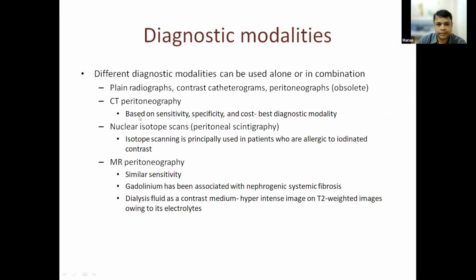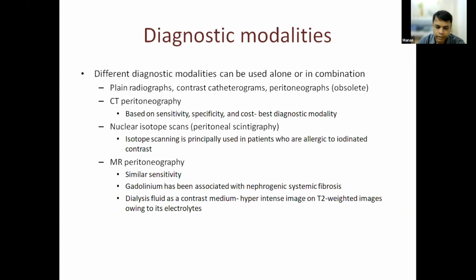Based on sensitivity, specificity, and all case series, and probably with cost, CT peritoneography is the best diagnostic modality because it can be done the next day when we suspect. Isotope scans, again, may have limited availability and the cost may be more. So these are currently reserved for patients who have good residual renal output, where we don't want to give a lot of contrast, or who are allergic to the contrast.